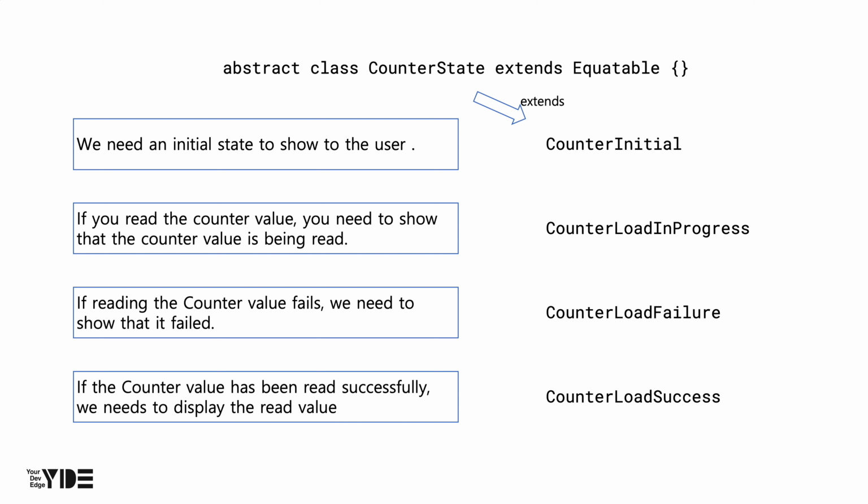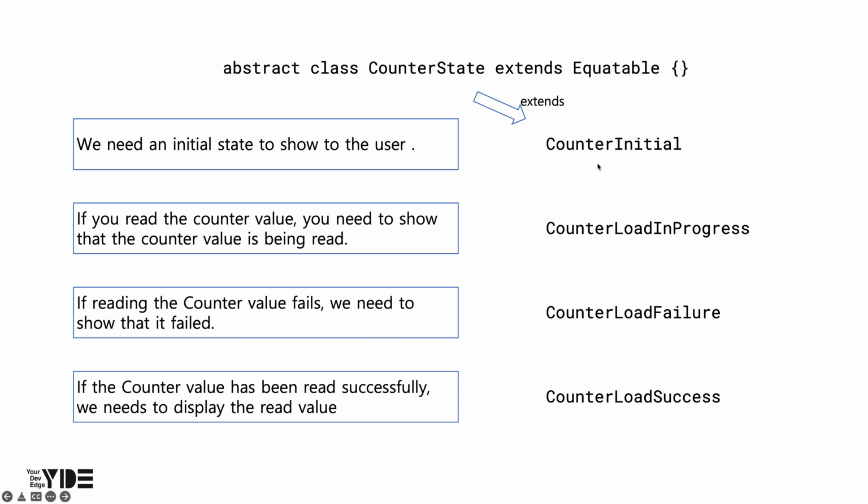Let's assume that the counter value is stored in a remote database. Then let's think about what kinds of states need to be processed in relation to counter value. The bloc extension creates an abstract class that extends Equatable called CounterState. The rest of the states extend the CounterState class. You need an initial state to show to the user. Make this state a class called CounterInitial.